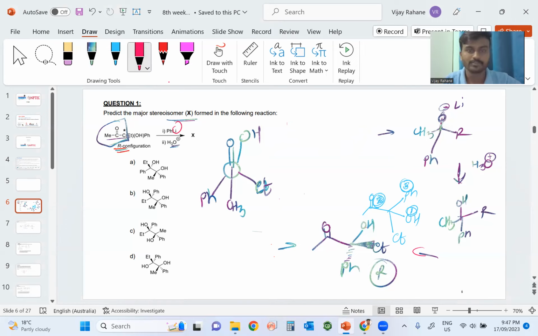And because of this lithium, the chelation will happen like this, in this fashion. And the nucleophile attacks from the side of the small group. So between the phenyl and the ethyl, which is the small group? Can anyone guess? You can paste it in the chat box. So the bulkiness of the phenyl and the ethyl, which is bulky? So the bulky one will be the phenyl. So this is the small group and this is the large group, if I compare these two groups.